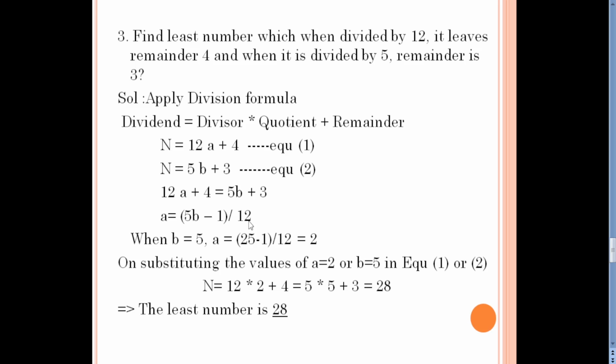Here let us take b equal to 5, then only we get a equal to 2. So let us substitute the values. If we put a equal to 2, then we get the number n equal to 12 into 2 plus 4. That means 28 is the answer. I hope you understood this problem. If you don't understand it, try to rewatch it, and you will definitely understand. It's not a rocket science approach, it's a simple problem. Here we just apply this division formula, that's it. After that we solve these equations.